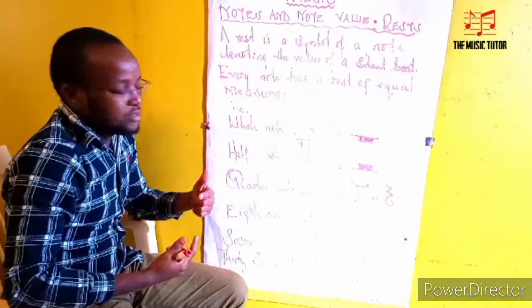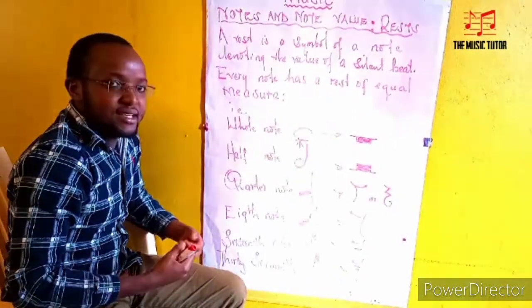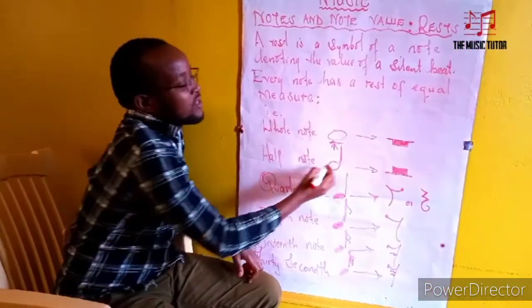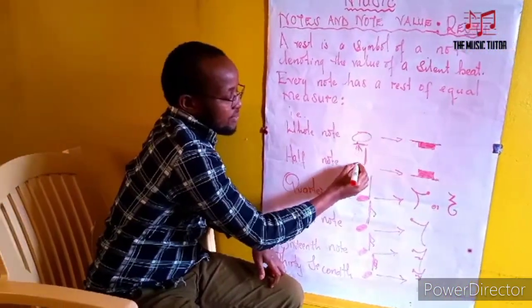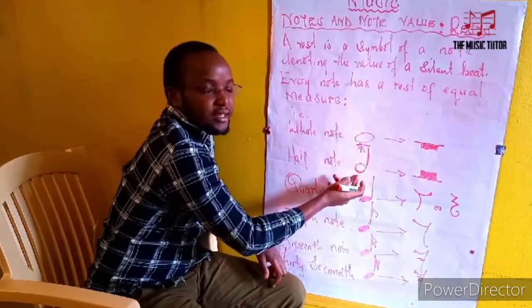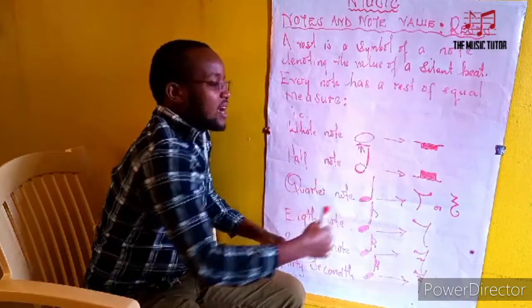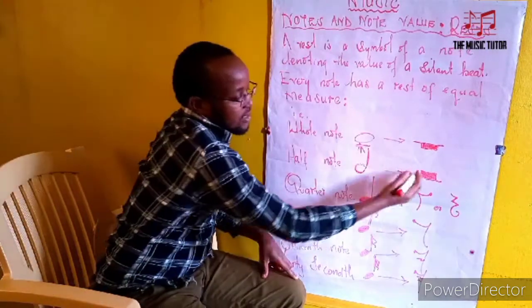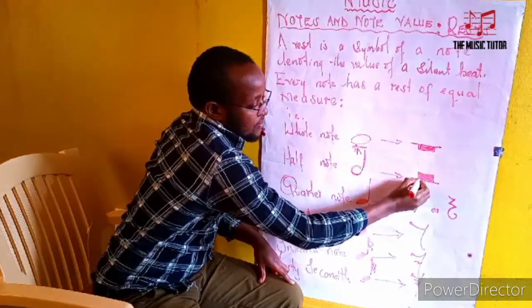Half a note also has its corresponding rest. Half a note, we called it a minim. This way. It has an unshaded head. It has a corresponding rest that looks like a proper heart, drawn this way.